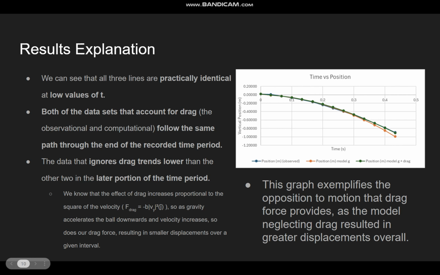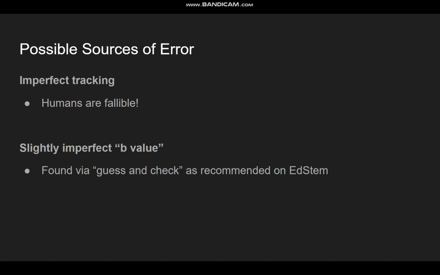This is because we know that the effect of drag increases proportional to the square of the velocity due to the formula, so as gravity accelerates the ball downwards and velocity increases, so does our drag force, resulting in smaller displacements over a given interval. This graph exemplifies the opposition to motion that drag force provides, as the model neglecting drag resulted in greater displacements overall. Possible sources of error.